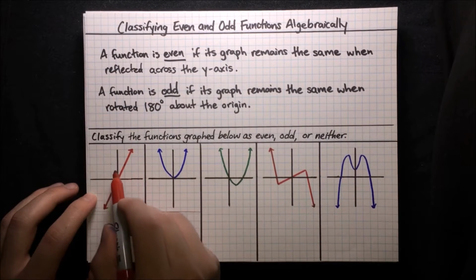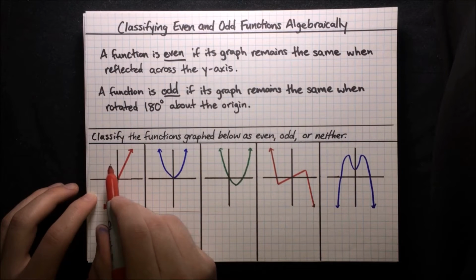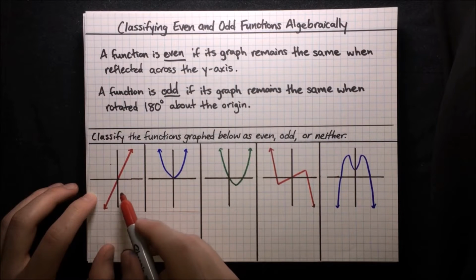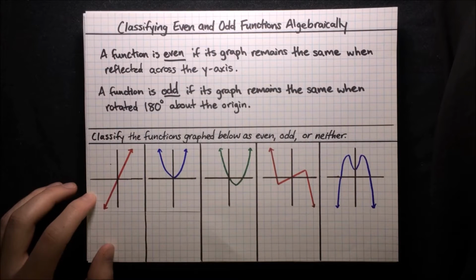That goes over here. And that's a problem because when we reflect this over the y-axis, we get a new point that's not on the function. So we know right away that the graph will change when we reflect it across the y-axis, so therefore the function can't be even. But let's check if the function is odd.